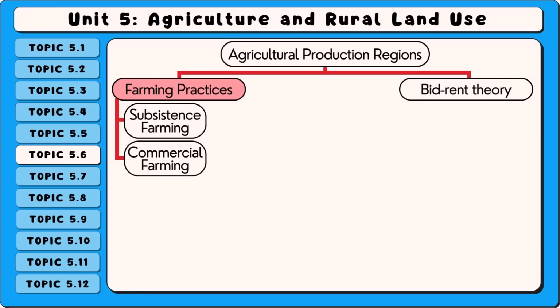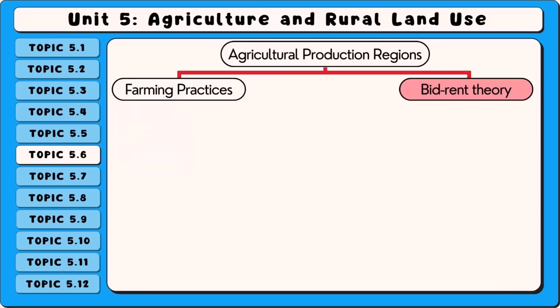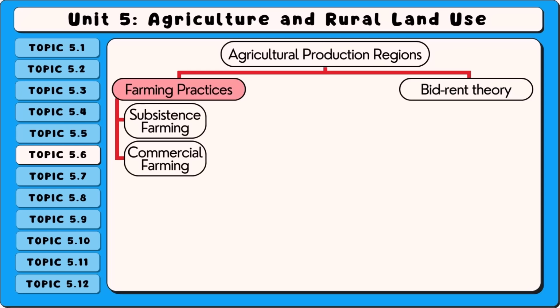First, we'll look at two farming practices, subsistence farming and commercial farming, and explore how they emerge. Then we'll study bid-rent theory, which explains how land costs and distance from the market help determine the farming methods in different regions. Let's start with the differences in farming practices. In this section, we'll explore subsistence farming versus commercial farming.